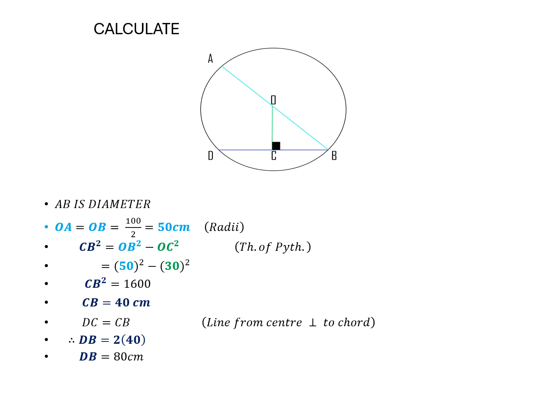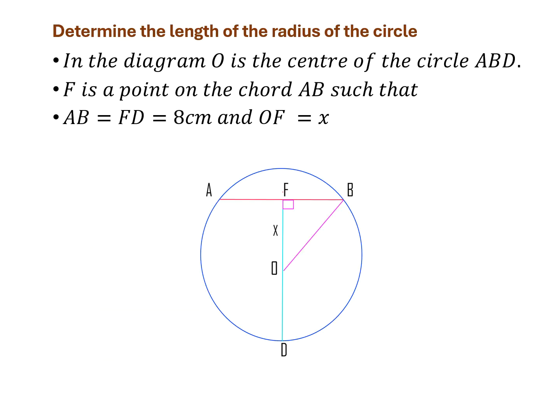All right, let's go to the second problem, a little bit more complex. Determine the length of the radius of the circle. So length of the radius, so let's see here, that's OD or OB there. Right, so in the diagram, O is the center of the circle. So O is the center of the circle ABD. F is a point on the chord AB such that FD, from there to there, equals 8 centimeters.